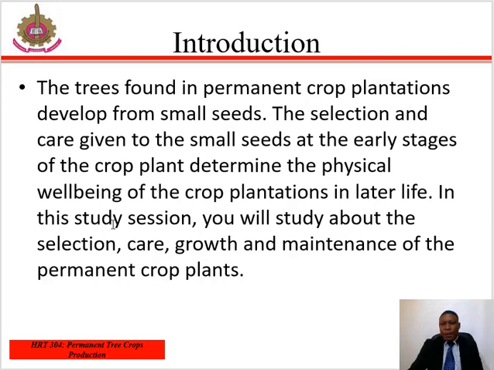The trees found in permanent crop plantations develop from small seeds. The selection and the care given to the small seed at the earlier stages of the crop plant determines the physical well-being of the crop plantation in later life. In this study session, you will study the selection, the care, the growth, and the maintenance of permanent tree crops.